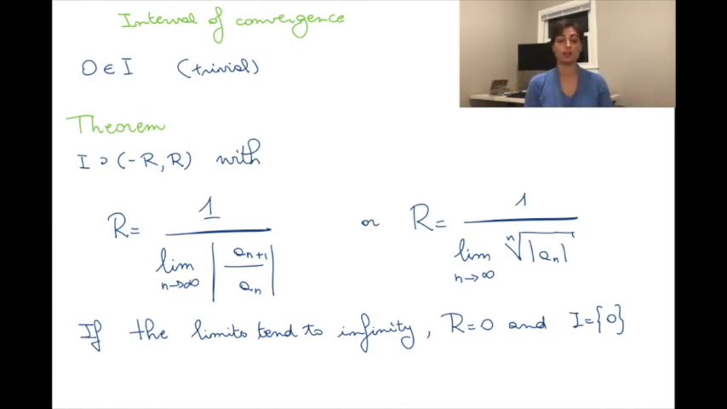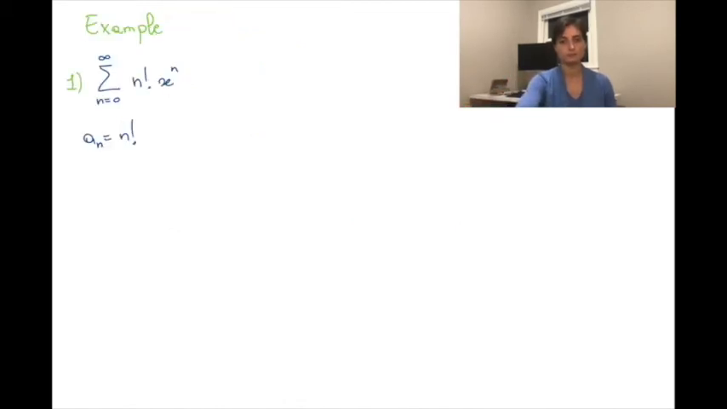one of these two fractions. If the limit at the bottom of the fraction tends to infinity, we say that the radius of convergence tends to 0 and the interval of convergence is only 0. Let's look at some examples.